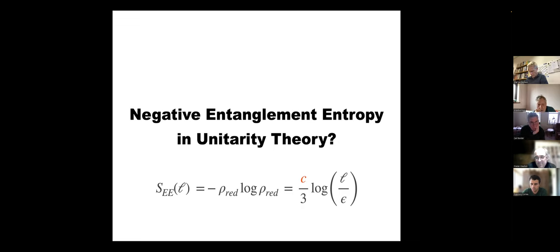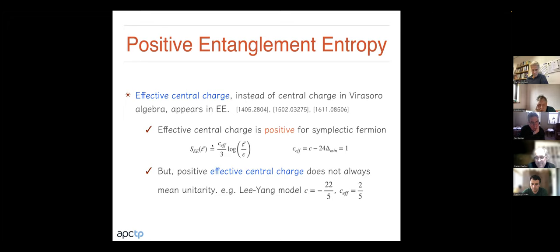It's something strange. But it turned out that the central charge which appears in the calculation of the entanglement entropy is the effective central charge. Usually the minimum conformal dimension is zero, which is the conformal dimension of the vacuum. But when the central charge is negative, there is some other primary whose conformal dimension is less than zero. So the effective central charge is C minus 24 times the minimum conformal dimension, and in this simplistic fermion case it's one. There is also another example like the Lee-Yang model, where the central charge is negative but the effective central charge is positive. So the entanglement entropy is also okay in this case, at least.